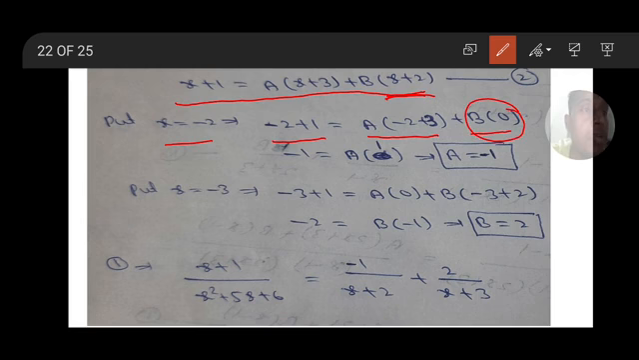This term is total 0. So minus 2 plus 1 means minus 1. A into minus 2 plus 3 means 1. So a into 1 is a. Therefore a equal to minus 1.